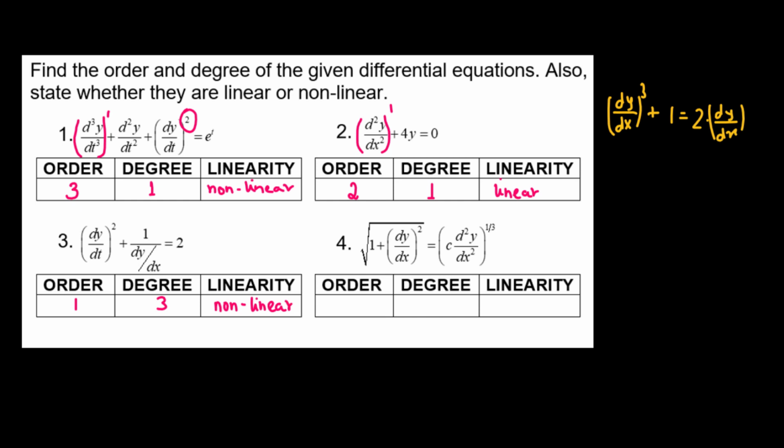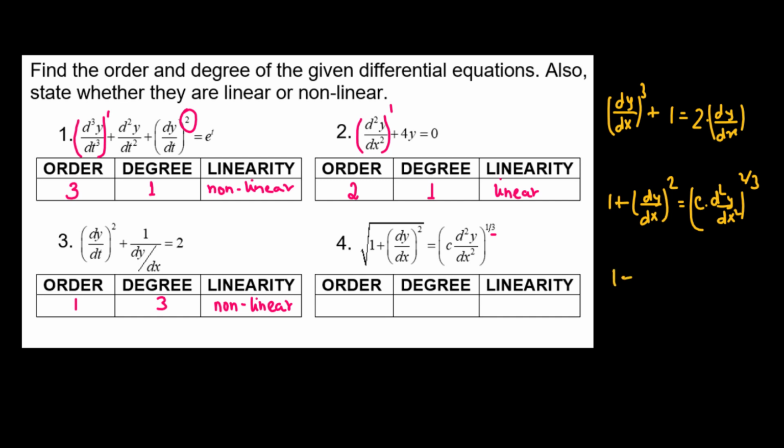Moving on to the fourth problem, we have the square root of 1 plus the derivative of y with respect to x squared equals c times the second derivative of y with respect to x, whole raised to the power of 1/3. So we have radicals on both sides, so we need to get rid of them. We begin by first squaring both sides, so that is going to give us 1 plus the derivative of y with respect to x squared equals c times the second derivative of y with respect to x, whole raised to the power of 2/3.